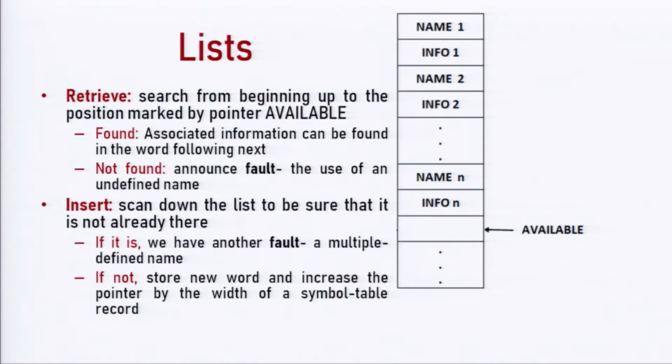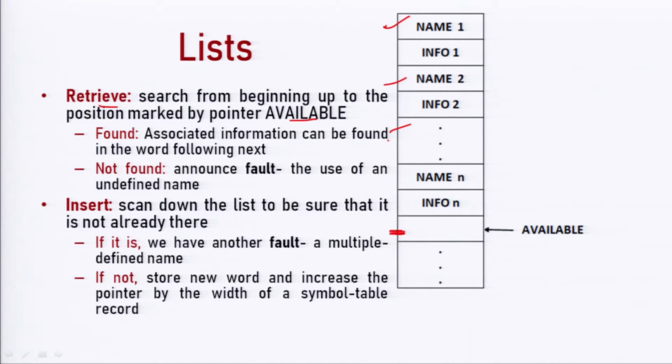Next we perform 2 operations, retrieve and insert. Now, retrieve means we are searching for the record. So, here we search from the beginning up to the position marked by the pointer available. We start from here and check whether the name matches our searched name or not. If it is not matched, then we move to the next index, and the next, and we end here.